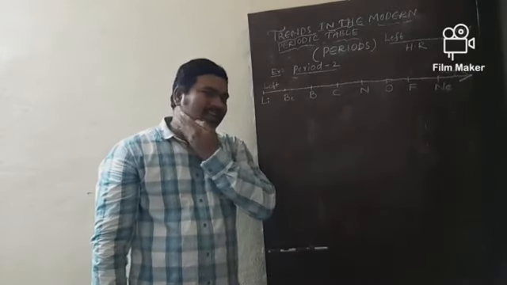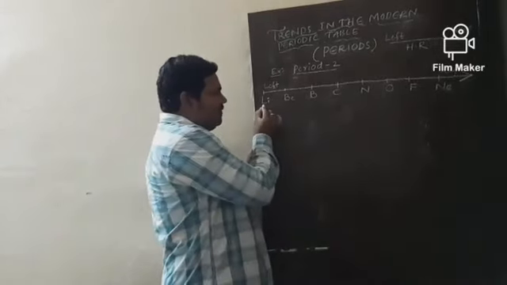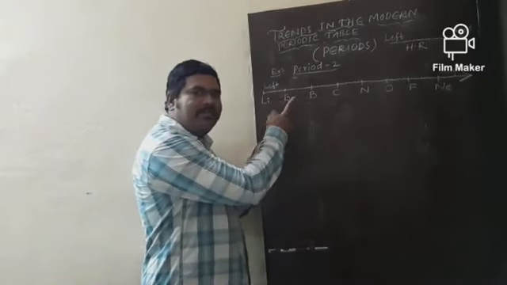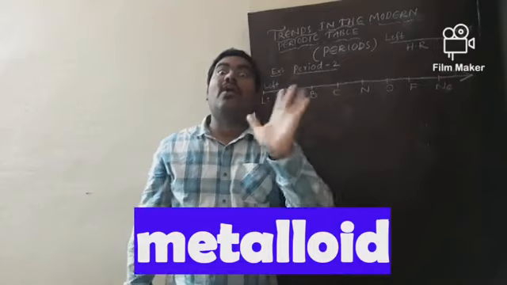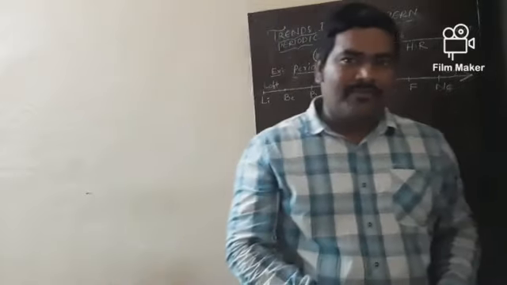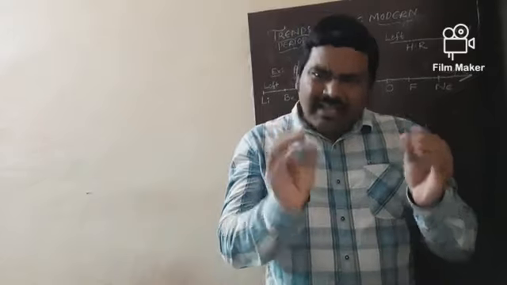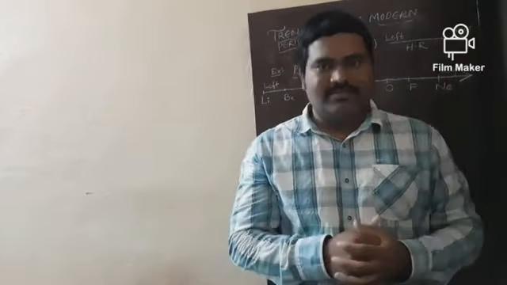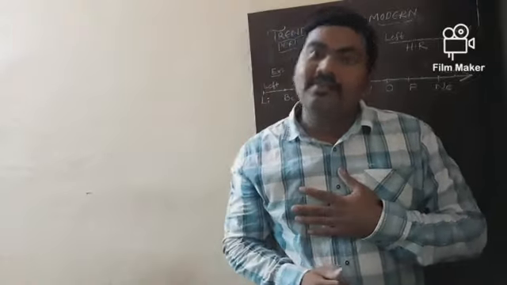Now, let me explain this period. Overall, how many elements are there? 8. Out of these 8 elements, first, lithium is a metal. And what about beryllium? Beryllium also a metal. What about boron? Boron is a metalloid. My dear students, do you know what metalloids are from chapter number 2 of 9th CBSE chemistry? What are metalloids? These are the elements whose properties lie between those of metals and non-metals. Metalloids possess intermediate properties, some properties of metals and some properties of non-metals.